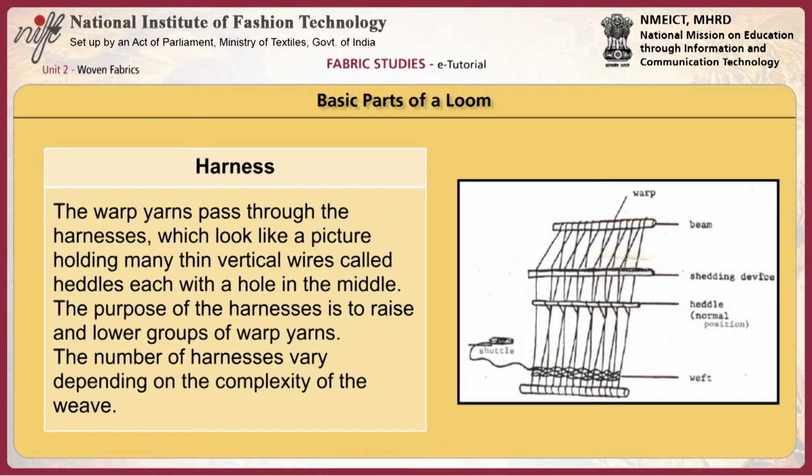The warp yarns pass through the harnesses, which look like a picture frame holding many thin vertical wires called heddles, each with a hole in the middle. The purpose of the harness is to raise and lower groups of warp yarns. The number of harnesses varies depending on the complexity of the weave.